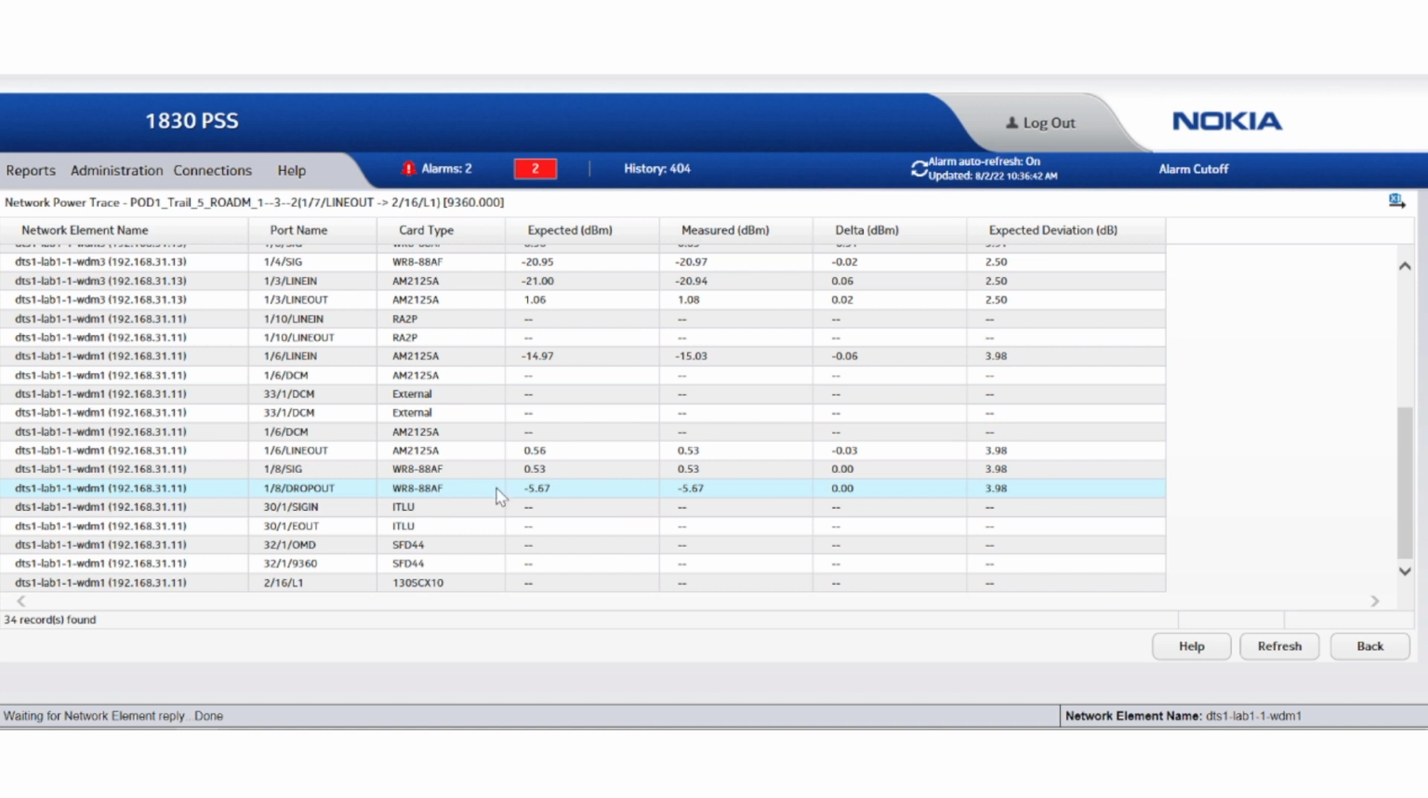Since the channel is detected at the WR888AF level, the issue must be located between this card and the transponder. Thus, the possible broken fiber jumpers are A. Between the WR slot 18 and the interleaver slot 31, or B. Between the interleaver slot 31 and the SFD slot 32-1, or C. Between the SFD slot 32-1 and the transponder slot 2-16.